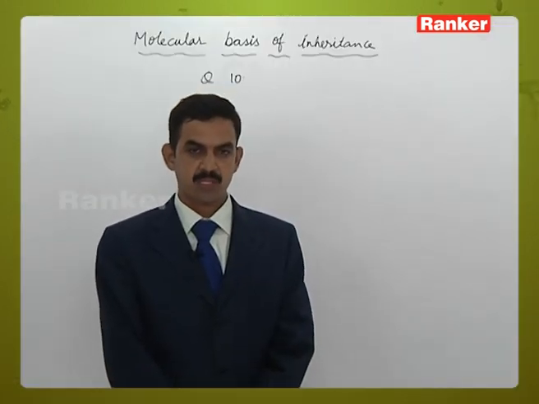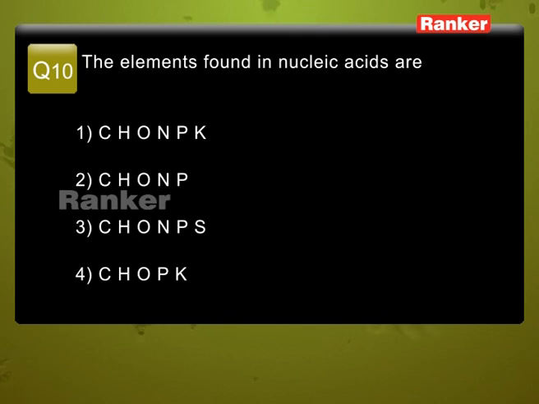Question number 10, the elements found in nucleic acids are: options 1, carbon, hydrogen, oxygen, nitrogen, phosphorus and potassium. 2, carbon, hydrogen, oxygen, nitrogen, phosphorus. Third one, carbon, hydrogen, oxygen, nitrogen, phosphorus and sulfur. 3, carbon, hydrogen, oxygen, phosphorus and potassium.